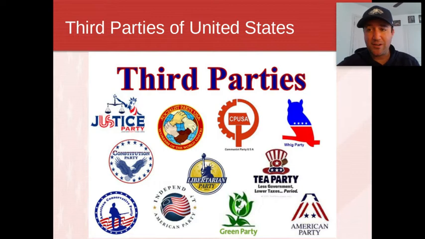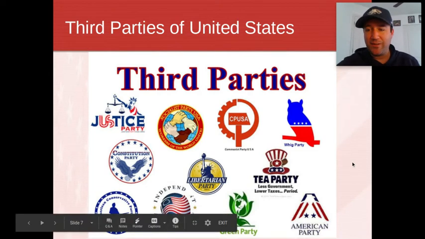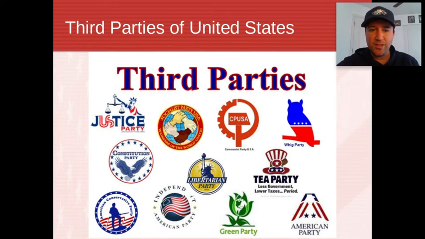But yeah, libertarians, they've been around for a while and had people running in elections. Green Party, same thing. The Green Party's platform is mainly about environmental issues. So they're an issue party, and they kind of focus on a couple of major issues, and one of theirs is the environment, right?